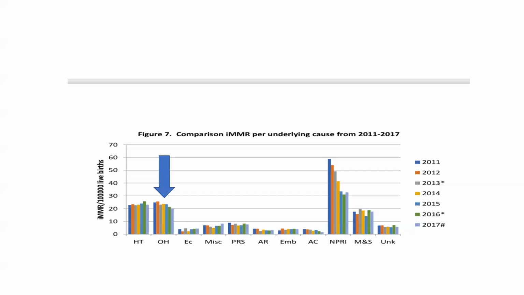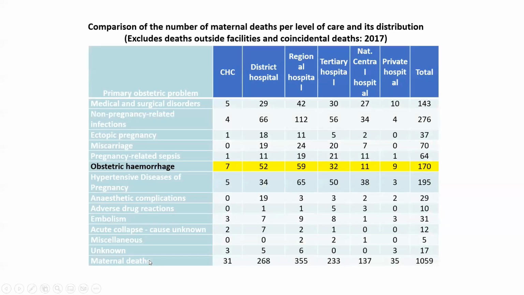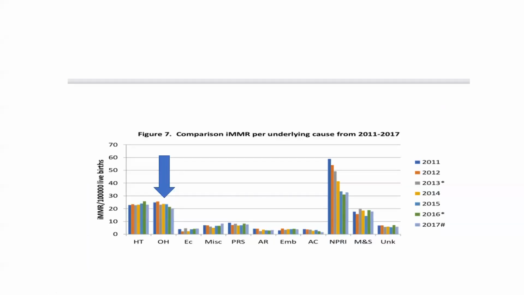As you can see from the graphs, if you look at the arrow where I'm pointing at obstetric hemorrhage, from 2011 up until 2017, there hasn't been much movement in decreasing the maternal mortality from obstetric hemorrhage. There is a slight decrease, but we are not yet there. We are not winning, especially with obstetric hemorrhage and hypertensive disorders of pregnancy. And all these causes of maternal deaths are actually easily prevented.